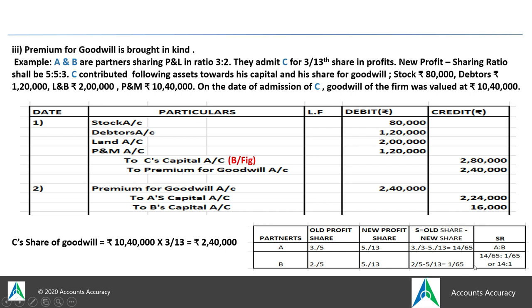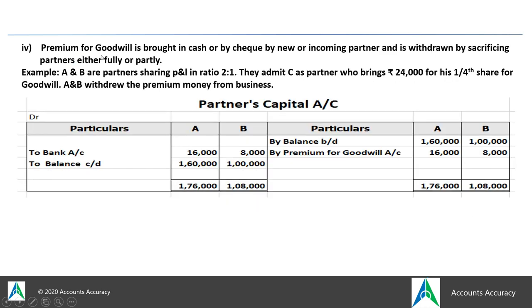So the sacrificing ratio of A and B would be 14:1, and that is how premium for goodwill will be allocated among A and B in the ratio 14:1. That is 14/15 into 2,40,000, which comes to 2,24,000 for A, and for B it would be 1/15 into 2,40,000, which comes to 16,000.